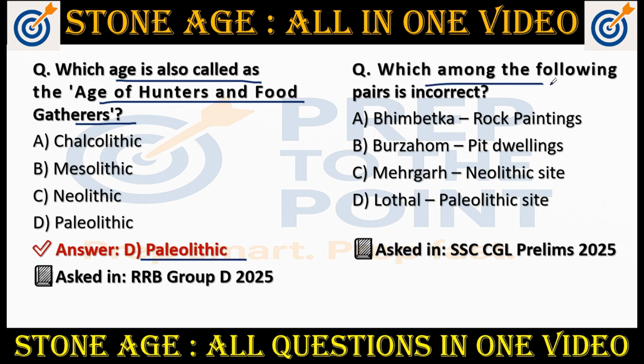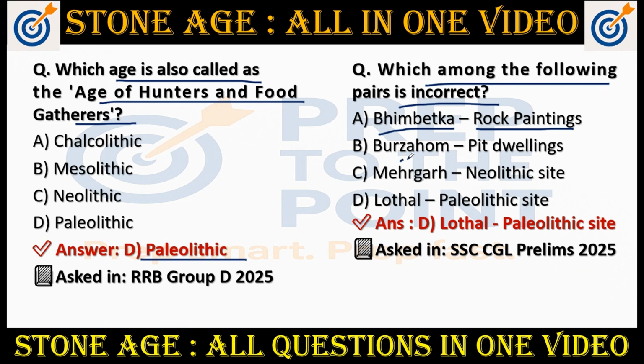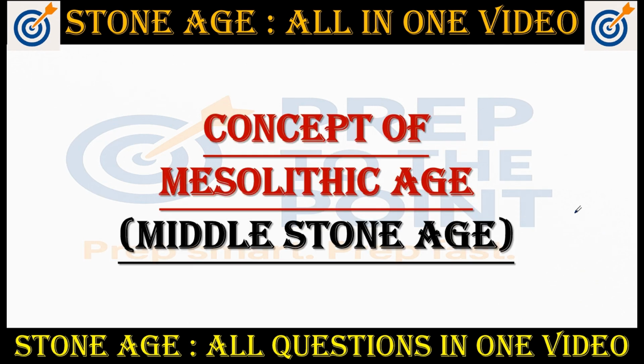Which among the following pairs is incorrect? As you know, Bhimbetka is related with rock paintings, Burzahom with pit dwellings, Mehrgarh with Neolithic site, but Lothal is a site or city of Indus Valley civilization. So, answer is D, Lothal Paleolithic site.